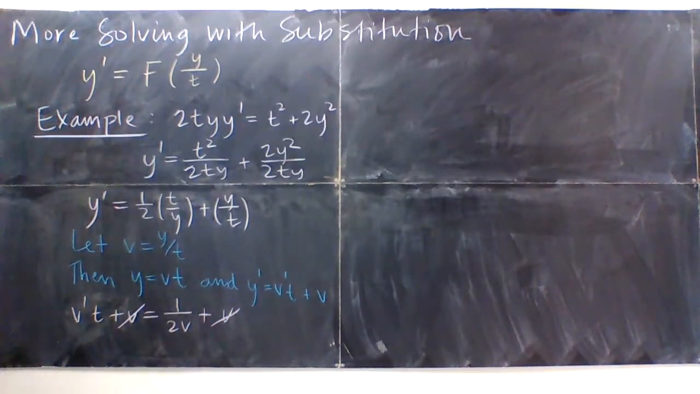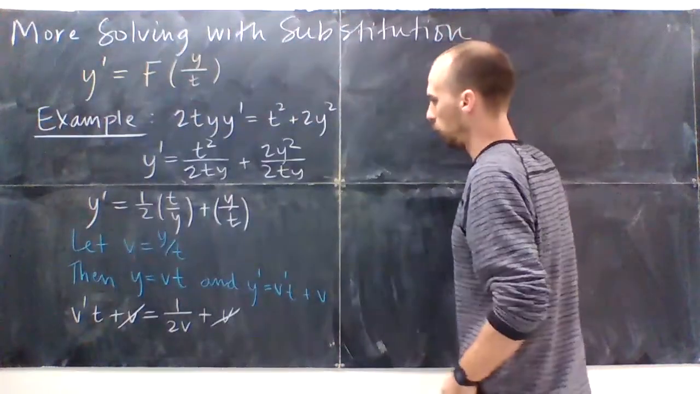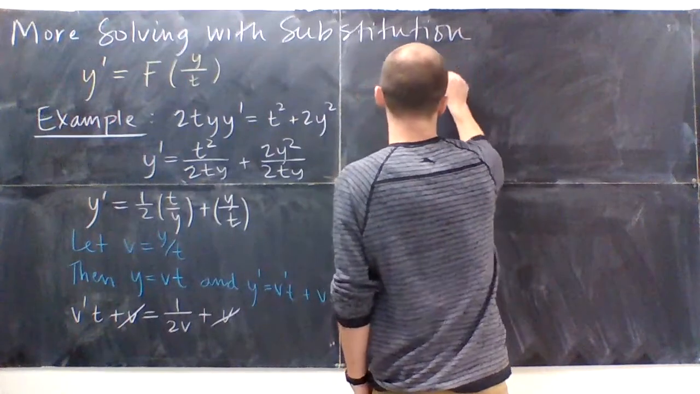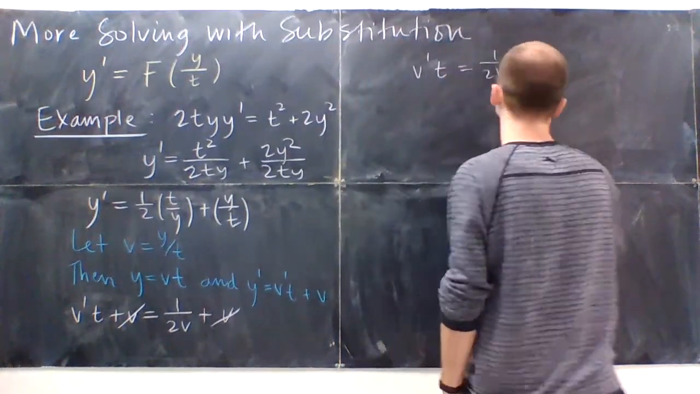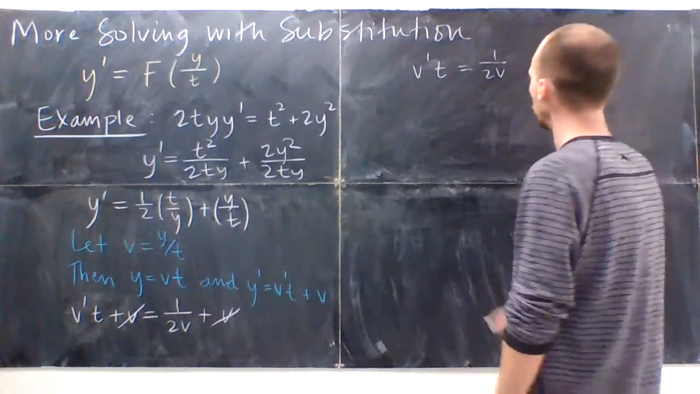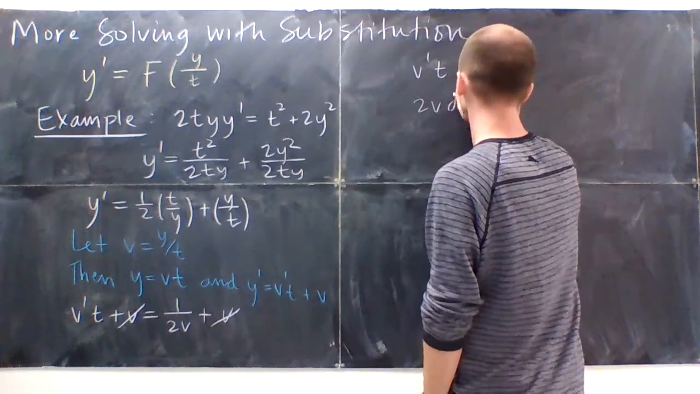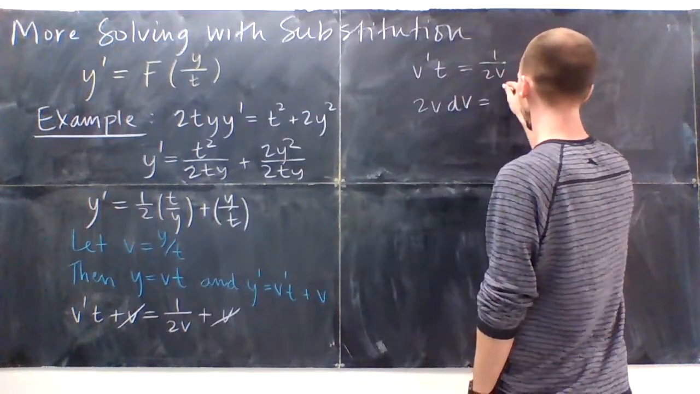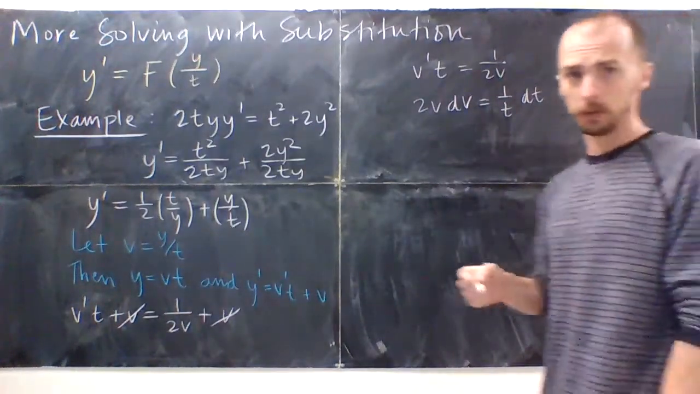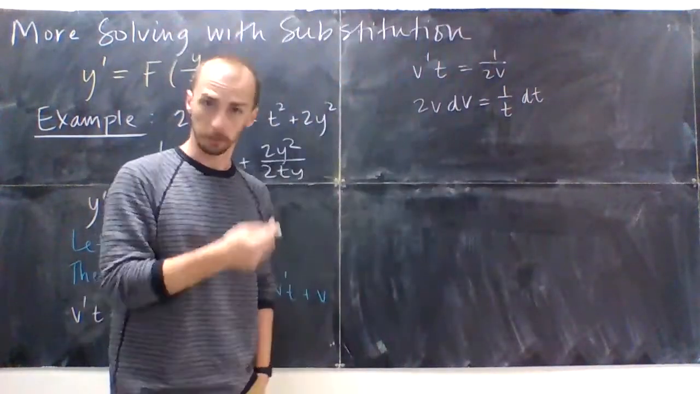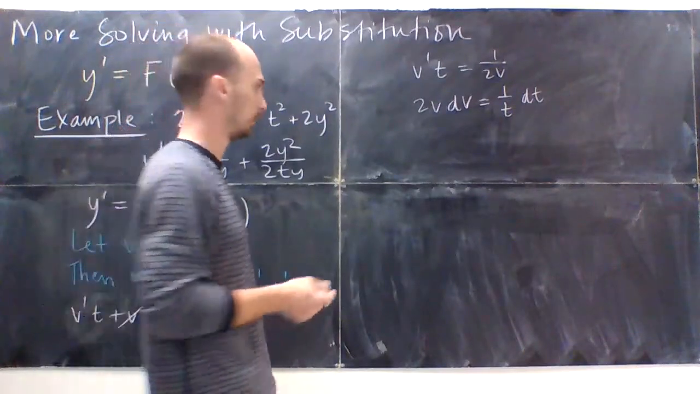Subtract v from both sides, and all of a sudden I have a separable differential equation. Okay, so I'll have v prime t equals 1 over 2v. Okay, and so really I'm going to multiply the 2v over here, 2v dv equals 1 over t dt. Okay. And then from here it's separable differential equations. This is what we're good at. I'm going to take it all the rest of the way and get myself a general solution. But I think you could probably take it here also.